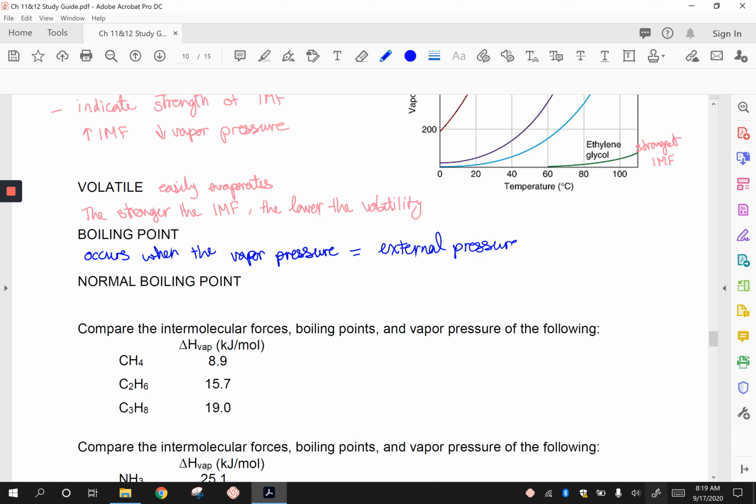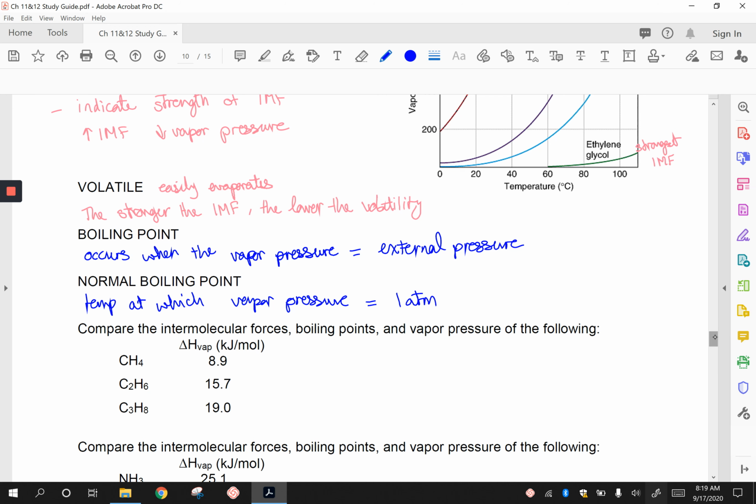That is acting on your liquid. And the boiling point can change, and so normal boiling point is the temperature at which your vapor pressure is equal to 1 atm. Your external pressure is normal, and so this is the temperature at which the vapor pressure of your liquid is equal to 1 atm.